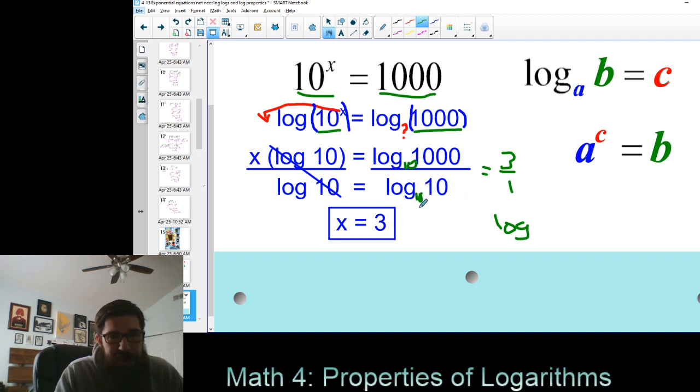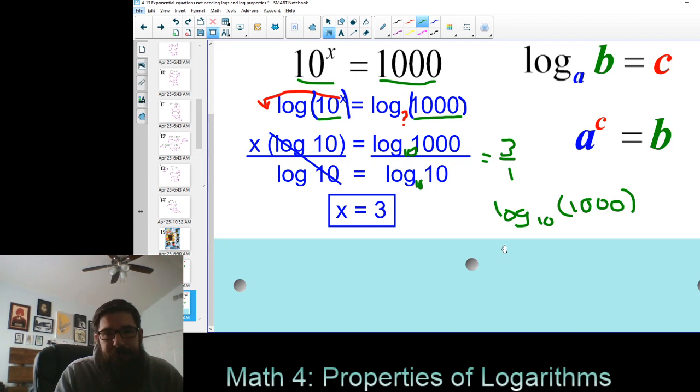If I take this 10 right here and make it now the base of 1,000, that's using the change of base formula to go from this form back to here. 10 to what power is 1,000? Same deal.